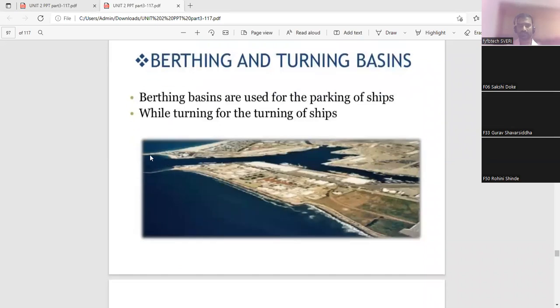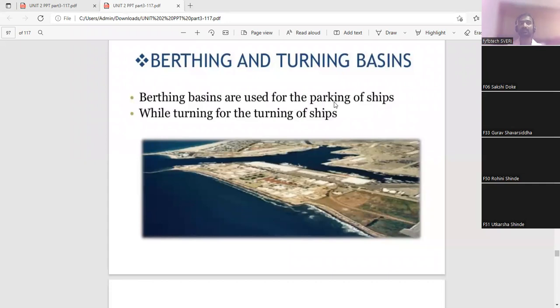Berthing and turning basins. See, berthing means what? Berthing basins are used for the parking of ships. The ship will come and park. Like in bus terminals and bus stands, after traveling, the bus will come to the bus stand, and afterwards unloading of all the passengers will take place. And afterwards, where will that particular vehicle go? It will go to the depot. Correct? Yes, sir. That will go to the depot and halt, that is done for parking.